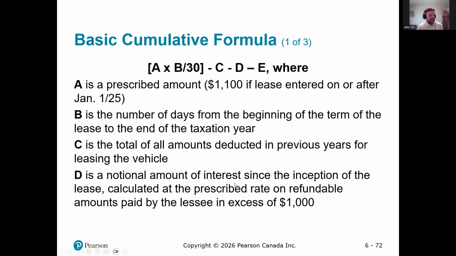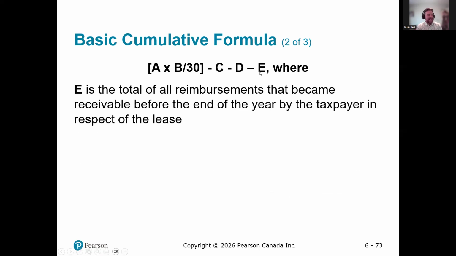Minus D and E are small notional amounts. So D is a small amount of interest. This course is not going to throw those amounts at you. So focus on that ABC. And E is any amounts that have been reimbursed or refunded. You can only claim an expense if you're actually out the money.